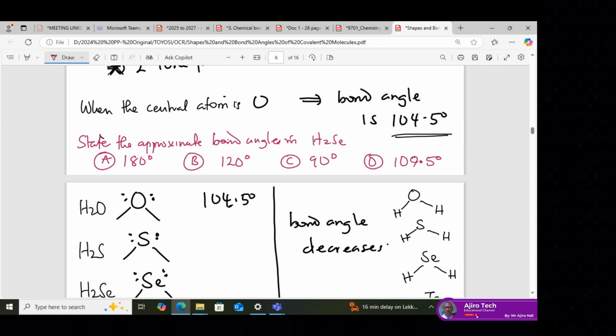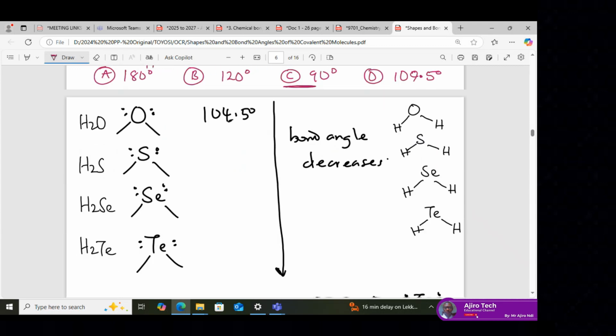They always state the values in theory. They will only ask you in multiple choice, where you can use your common sense to figure out the answer. Your textbook may be stating the values, just ignore them. In the exam, you have to know the value for water. If it is water, what's the bond angle? 104.5. Is that okay? But as you go down the group, the bond angle decreases. So this seems to make sense to you. Thank you. Now let's go on.